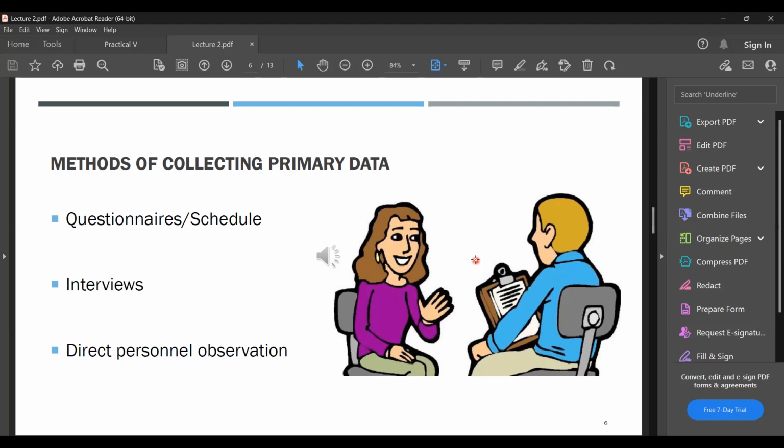Or in a schedule, you have the arranged questionnaire with you, and you ask the questions from the respondent, and with the response of the respondent, you yourself mark down the relevant information. So that is a schedule, right? And you can conduct an interview with the respondent and get the relevant data, or you can observe the process and collect data.